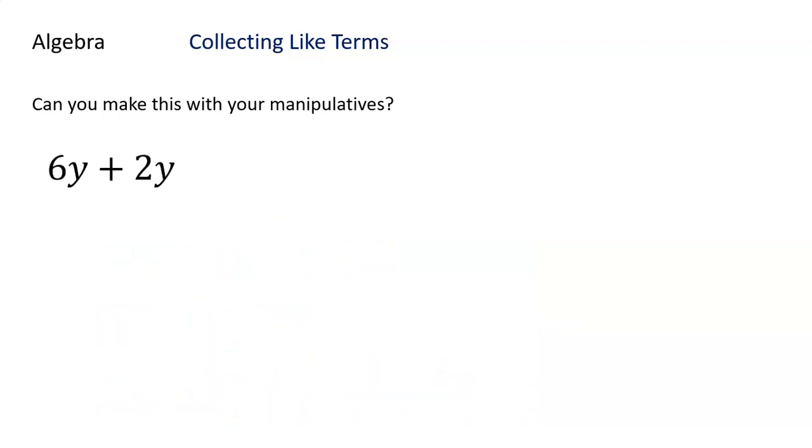This one is slightly different because the variable has changed. We now have a y, but the process is the same. Can you pause the video and have a go at answering this question by drawing out counters, this time with a y on?